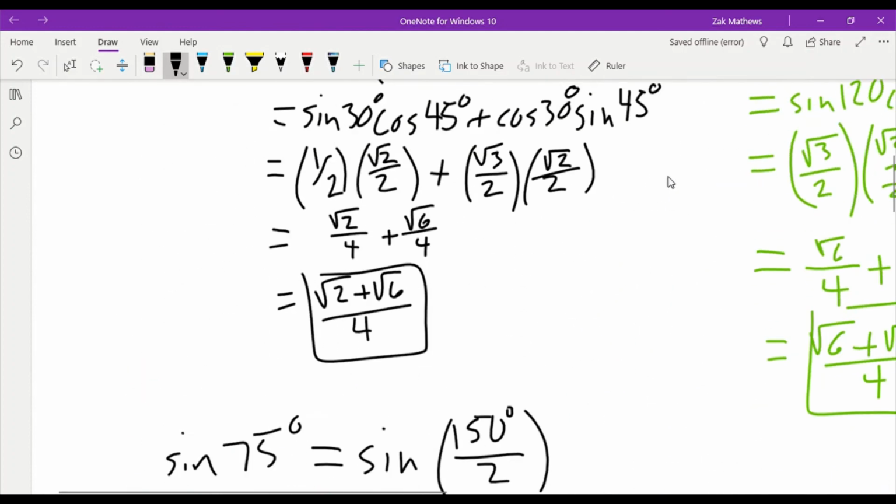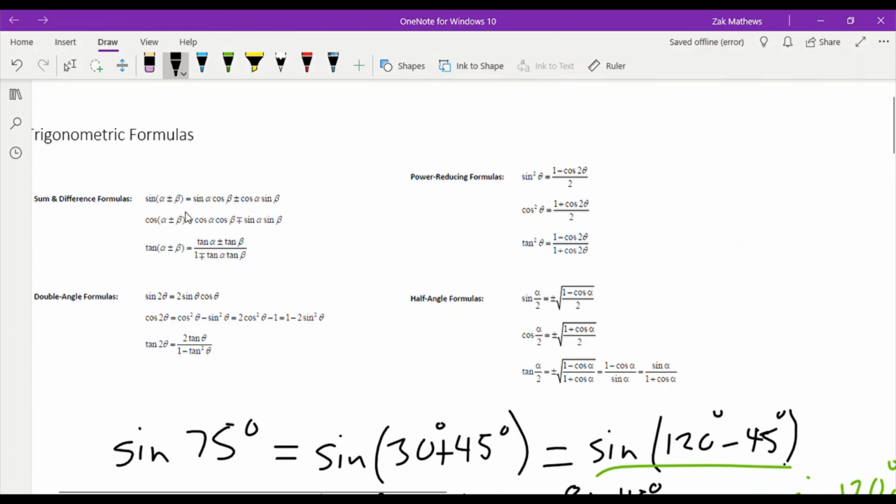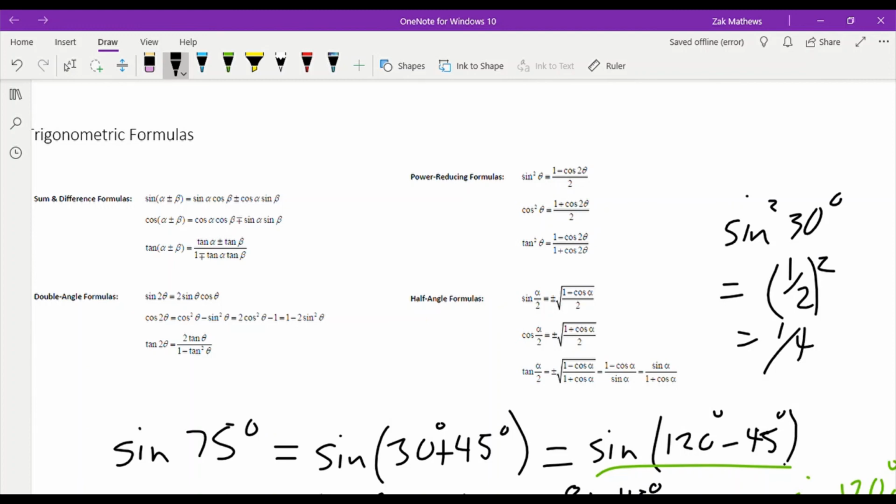So we have now covered examples of the sum and difference, the half angle. Now the reason we didn't really do a whole lot with the power reducing is for this sort of exercise it's not real valuable. So if I have, say, sine squared of 30 degrees, well, there's no reason I can't just say sine of 30 degrees is 1/2 and then square it and get 1/4. I don't need to apply that extra power reducing because it's just not important.